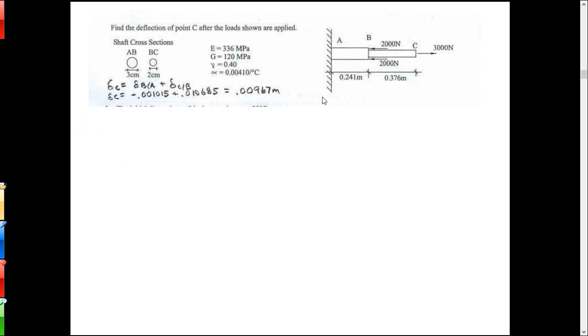All right, this next one, we want to find the deflection of point C after the load shown or applied. So we're going to start at the wall and work our way out to C. We're using a word that begins with D, so that means a delta. Deflection is the word I used.